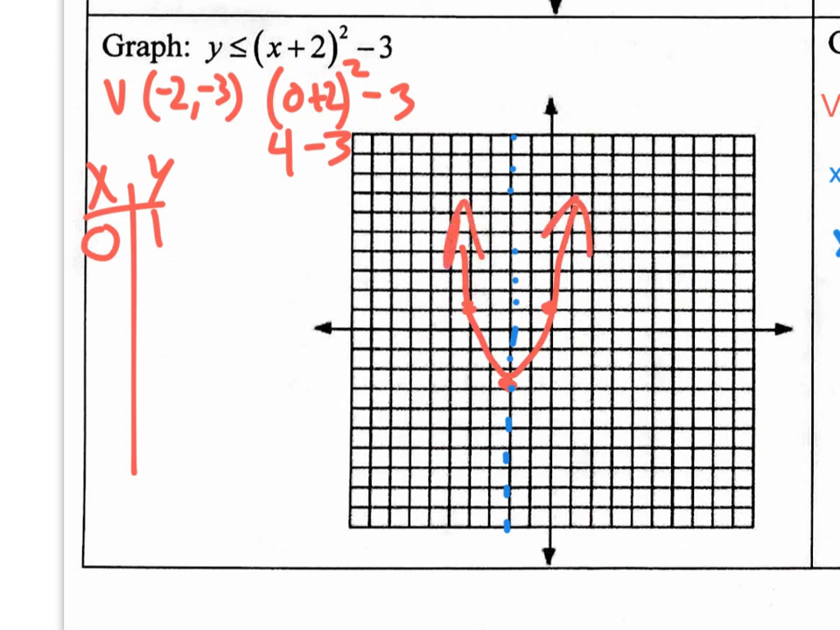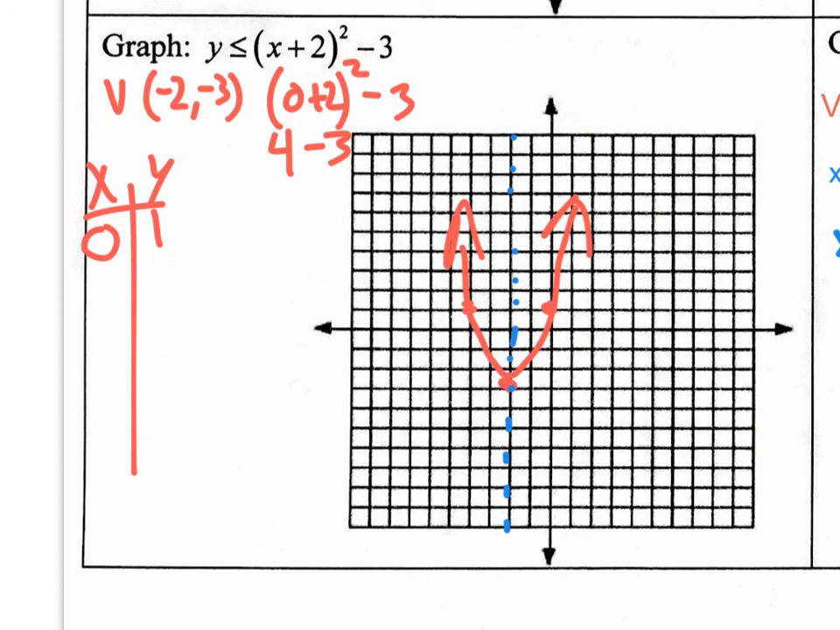What really matters here is the shading, right? The parabola is solid. That's great. If we didn't have the or equal to, if it was just less than with no solid line underneath, it would be a dotted parabola. But because there's a solid line, it's a solid parabola. Okay? What else could I say? I need to shade either the inside of the parabola or the outside of the parabola. I need to test the point.